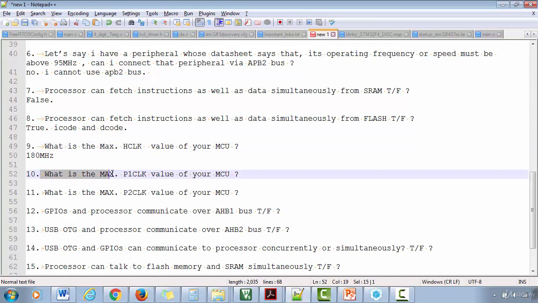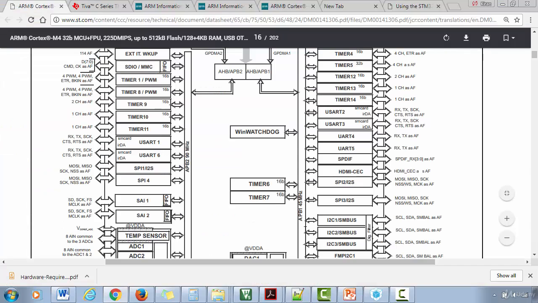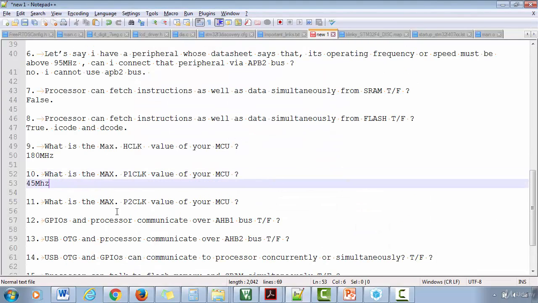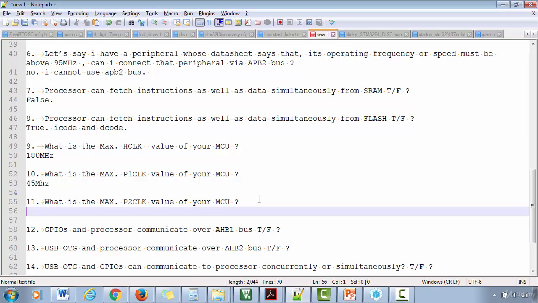Now the next question: what is the maximum PCLK1 value of your MCU? PCLK1 is the abbreviation used to denote the operating clock frequency of the APB1 bus. The maximum PCLK1 is 45 megahertz, right? And PCLK2 means the operating clock frequency of the APB2 bus. The maximum value you can use for PCLK2 is 90 megahertz, right?